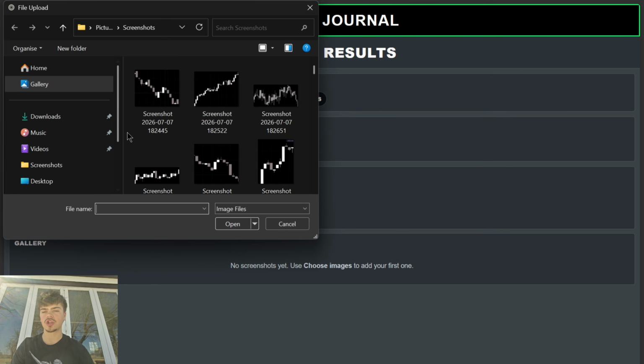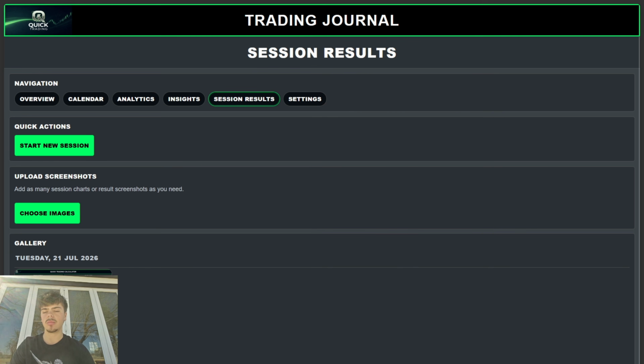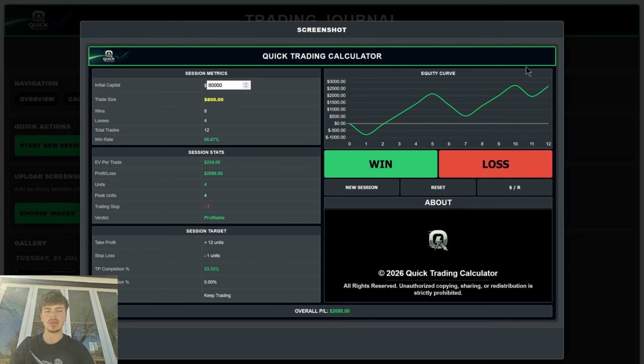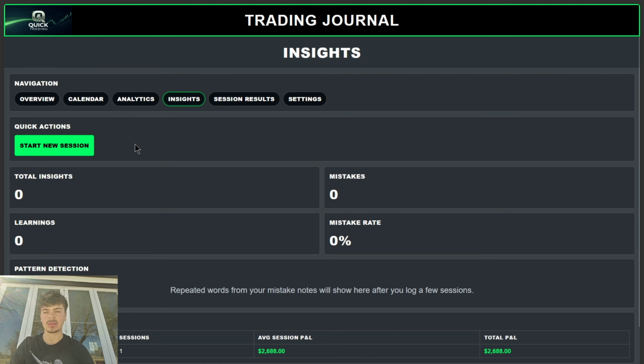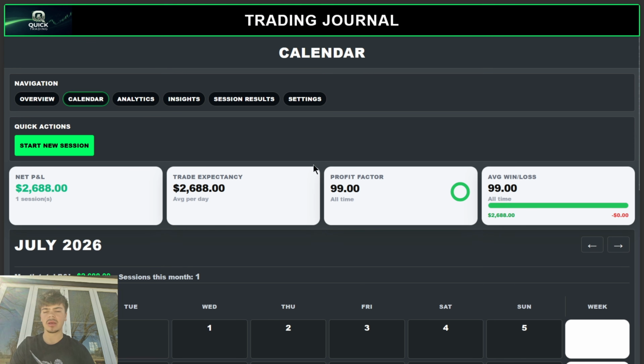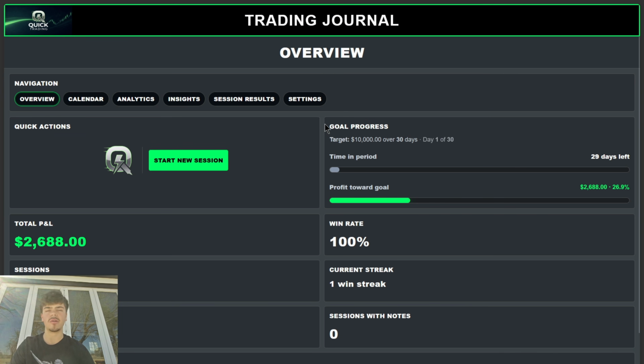All you got to do is choose the image over here and upload your image right down there, and you can see the session has been uploaded over here. We can see all our statistics inside of the screenshot inside of our journal, and we can relate all of these statistics back to our data that we have collected inside of our insights, inside of the analytics, the calendar, as well as the overview of the entire journal.